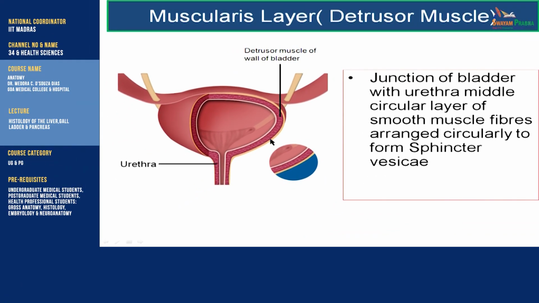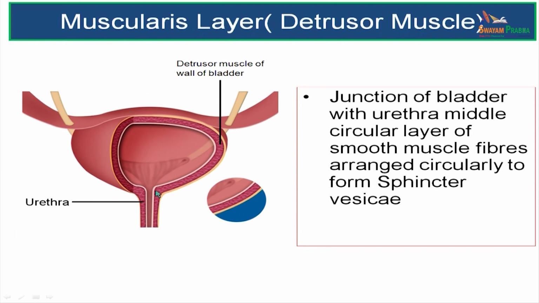One more important point about this detrusor muscle is that at the junction of bladder with the urethra, the middle circular layer of smooth muscle fibers become arranged circularly to form sphincter vesicae. They form what is called sphincter vesicae at the internal urethral orifice.